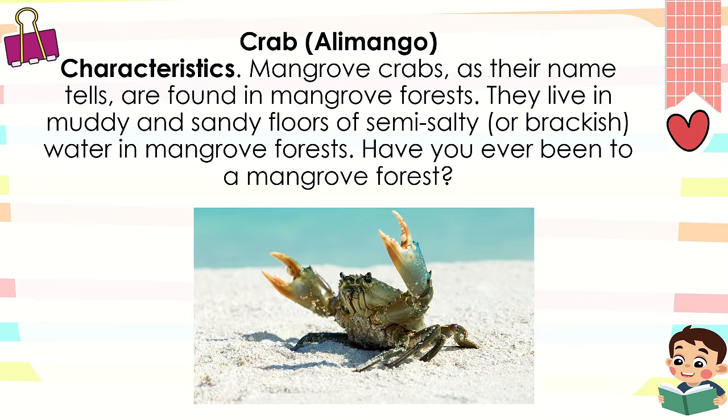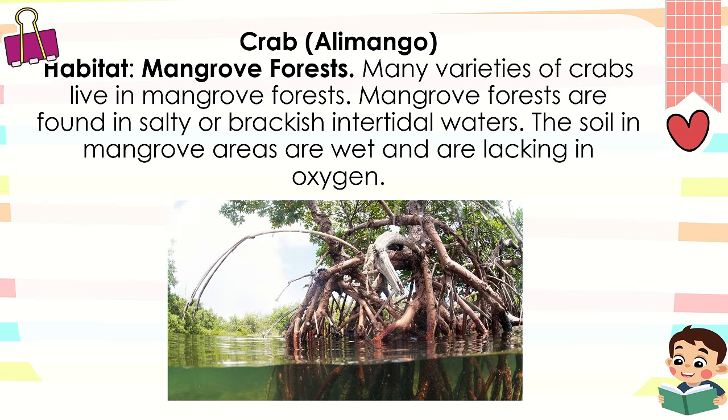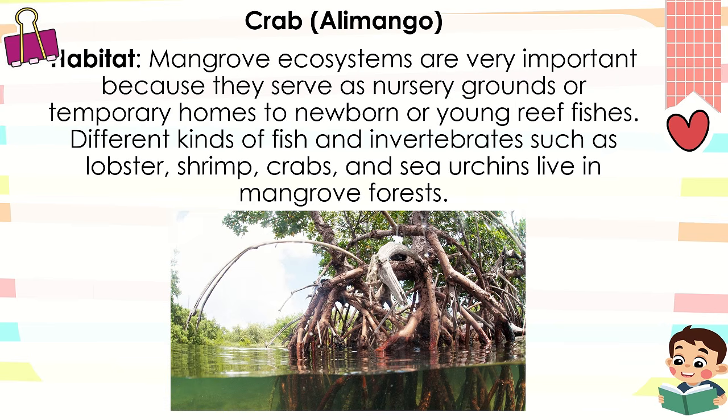Have you ever been to a mangrove forest? Many varieties of crabs live in mangrove forests. Mangrove forests are found in salty or brackish intertidal waters. The soil in mangrove areas are wet and are lacking in oxygen. Mangrove ecosystems are very important because they serve as nursery grounds or temporary homes to newborn or young reef fishes. Different kinds of fish and invertebrates such as lobster, shrimp, crabs, and sea urchins live in mangrove forests.